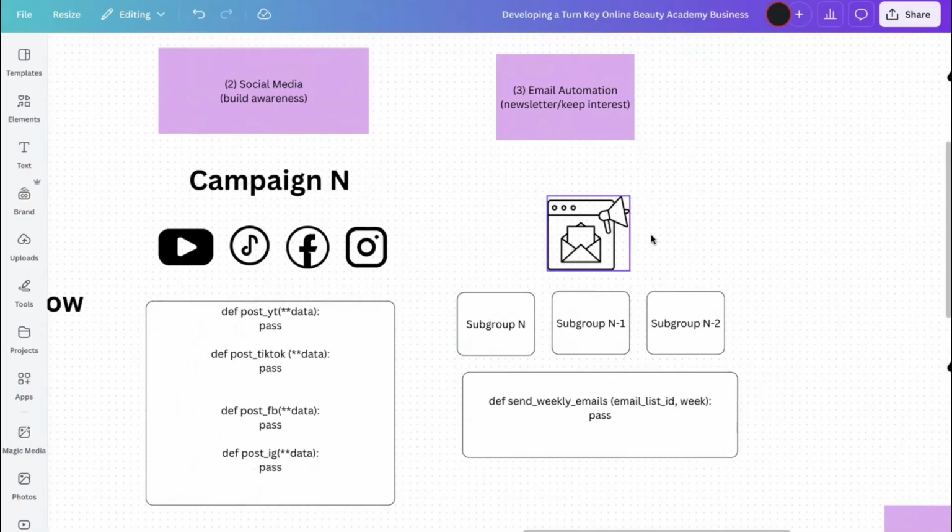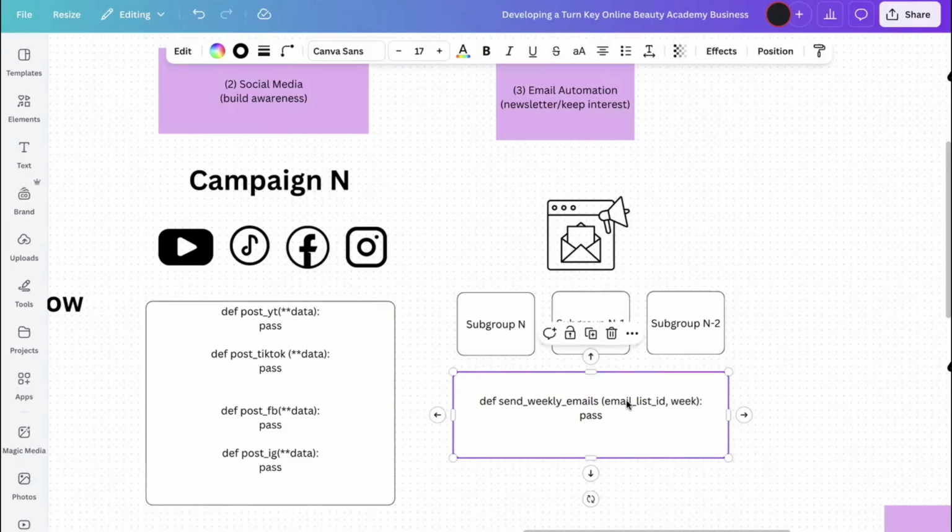And then the email automation. Likely this client wants to nurture leads, so they might have different subgroups. So I also thought through the functions that we'll need for our automation tool as far as sending out weekly emails.